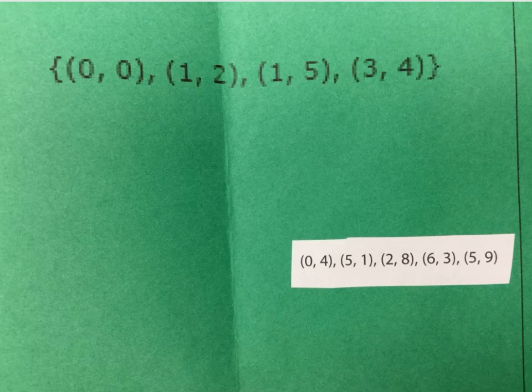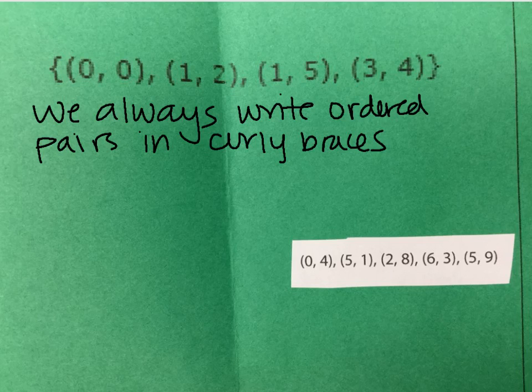So here's the first flap. Okay? We always write ordered pairs in curly braces, and with commas to show each set. Now, to identify a function in ordered pairs, we're going to look and see, does my x repeat or not? 0, 1, 1, 3. So is this one a function? No, not a function.